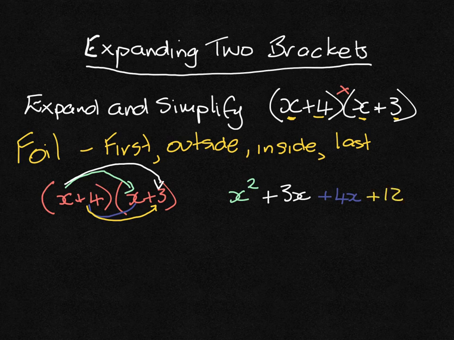And now we collect our like terms. We've got x squared, and there's no other x squareds, so we would have x squared. And then we have 3x plus 4x, which is plus 7x. And then we've got the plus 12. So that's how you do that.